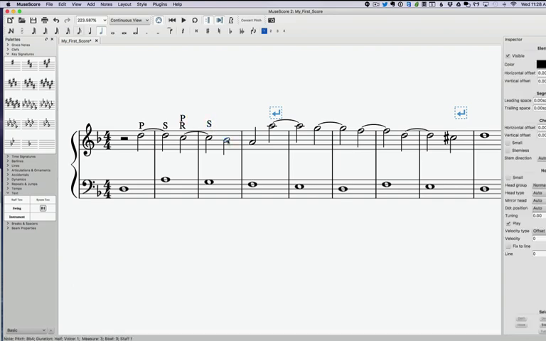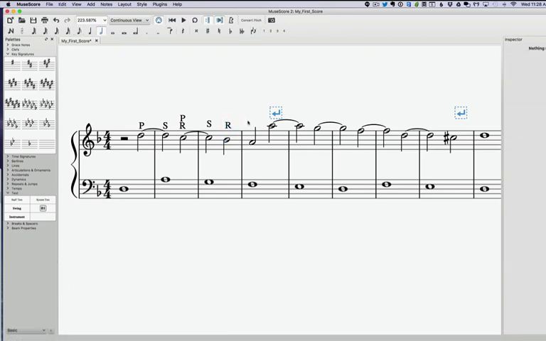Preparation, suspension, resolution. Okay, so this one can serve double duty when you're doing these chains of suspensions. Now, there are several types of suspension, and we label them with numbers. There's 4-3 suspension, 7-6 suspension, and 9-8 suspension are the most common. We're going to talk about those in a minute.